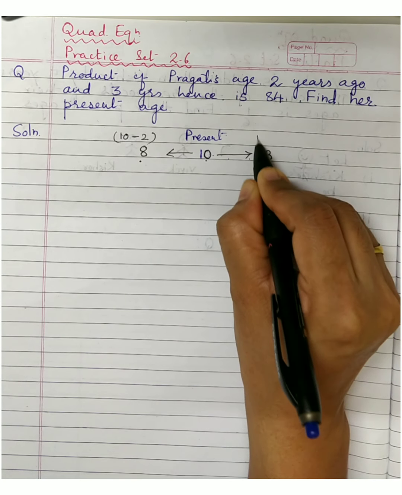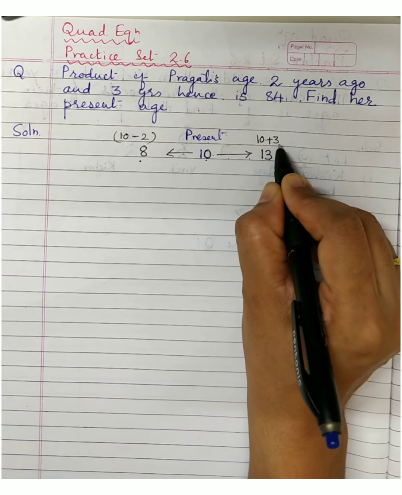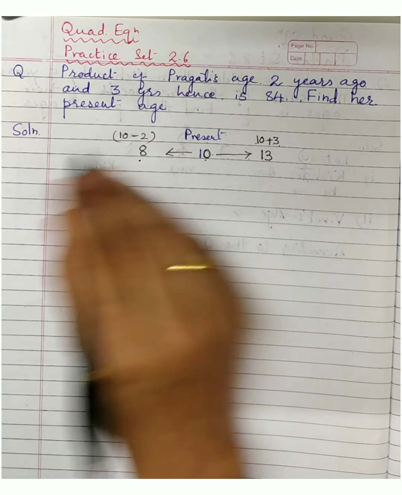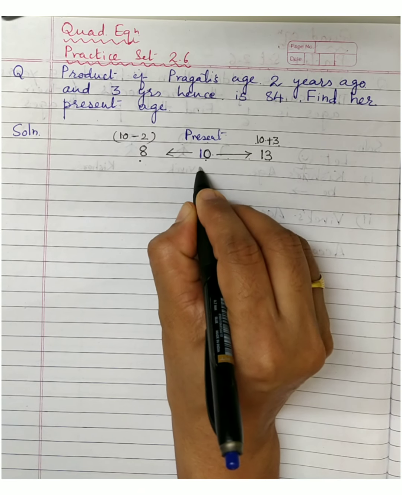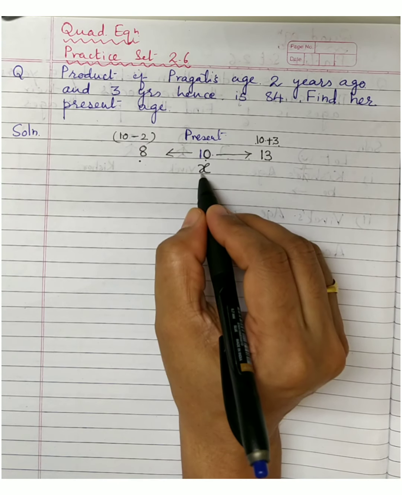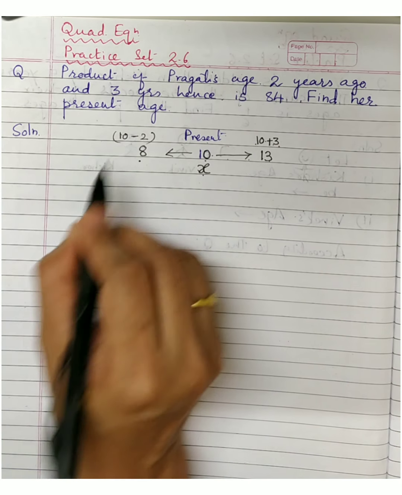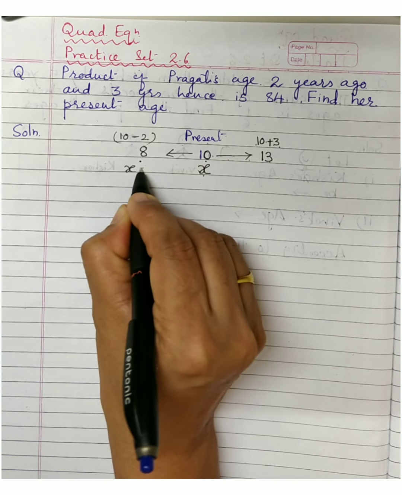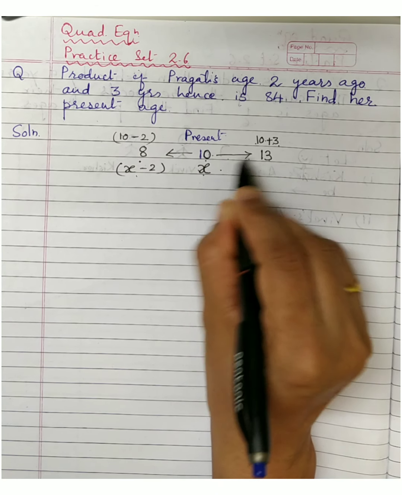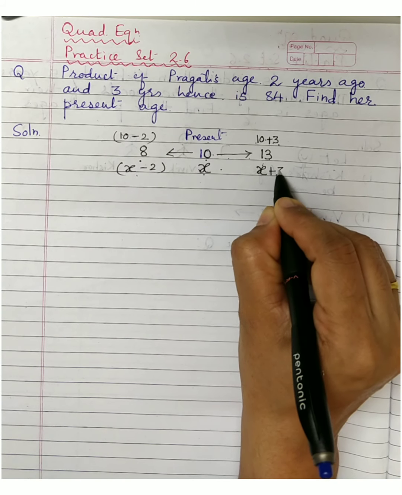Here also, how are you understanding it? 10 years presently she is, and after 3 years her age will increase by 3 years. So, it is 10 plus 3. Now we do not know how many years old she is. So, if I assume her present age be X, what was her age 2 years back? Using this you can write very easily now, X minus 2. Simple. And what will be her age after 3 years? Presently she is X years old, and then she will be X plus 3.